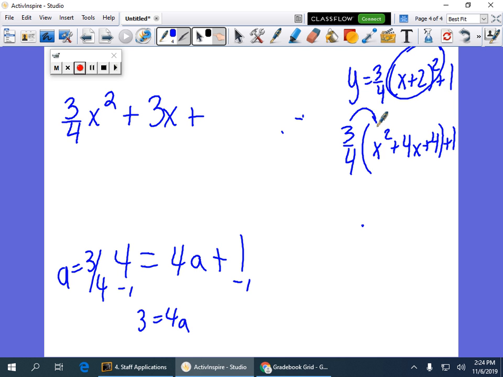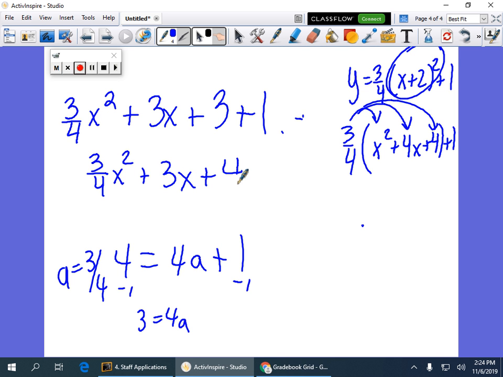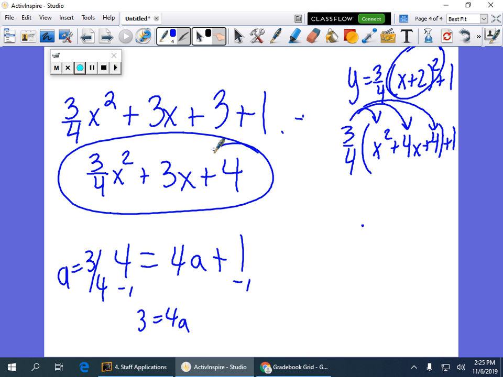no. Well, yes, but we're not there. What's 3/4 times 4? Plus 1. What should my final answer be? 3/4 x squared plus 3x plus 4. Oh, no. For this style of problem, it's going to ask you to put your final answer in standard form. Okay?